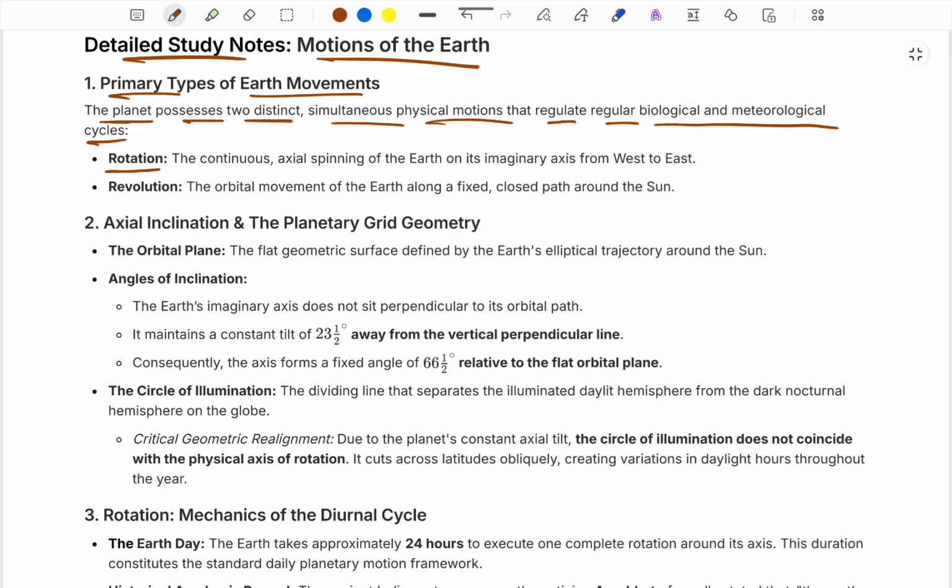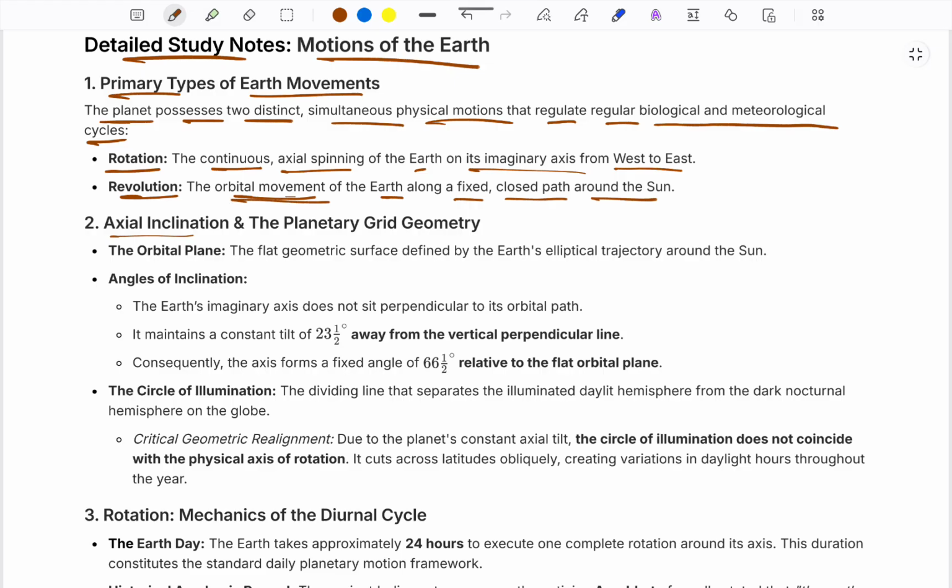Those two cycles are rotation and revolution. Rotation is the continuous axial spinning of Earth on its imaginary axis from west to east, whereas revolution is the orbital movement of Earth along a fixed closed path around the Sun. So around the Sun there is a fixed closed path, and on that path is the orbital movement of Earth.